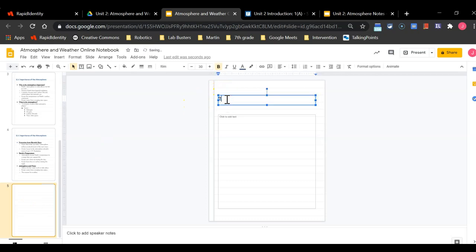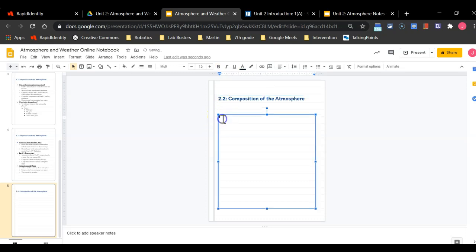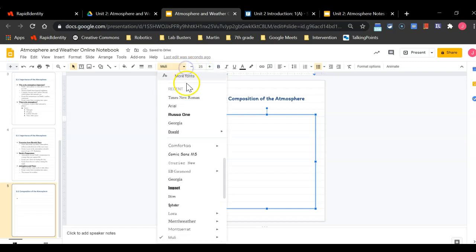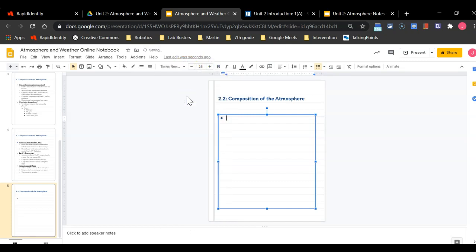Today's slides are 2.2, composition of the atmosphere. And you will begin taking your notes again. Just a recommendation, I use size 25 font and I use Times New Roman text when it comes to taking notes. You do you though.